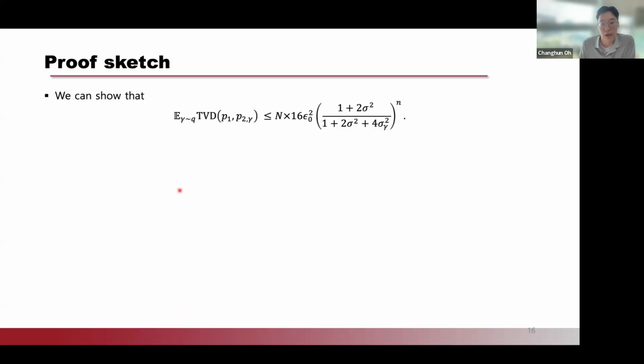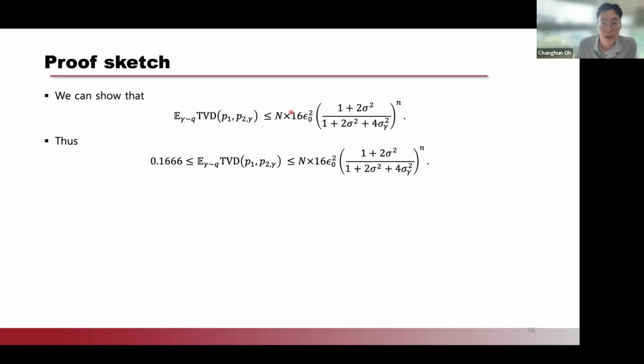And as I promised, we independently show that the average derivation distance has to be exponentially upper bounded by some number. I'm going to skip this proof. This is quite an important part, but it is too technical, so I'm going to skip the proof of this inequality. But if we combine the first inequality that I showed in the previous slide and the inequality here, then we can have another inequality between the left and right.